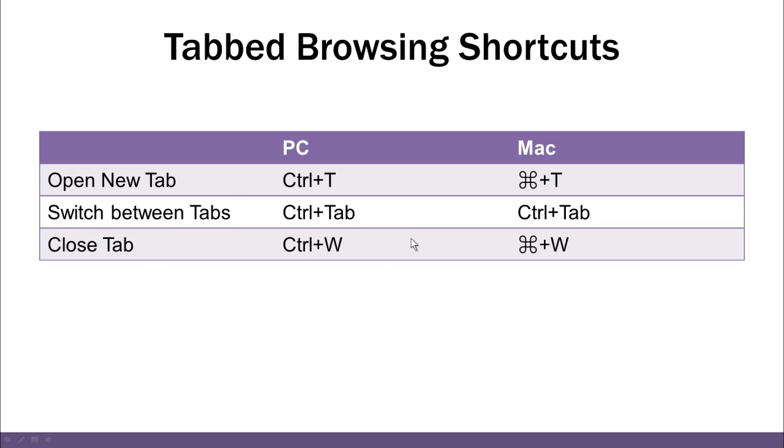So here are some tabbed browsing shortcuts, and I'm going to demo this, so this will all make more sense when I do the live demo. To open a new tab, you do Control T. To switch between tabs, you do Control Tab, or this is a Mac Apple command. Or to close the tabs, you do Control W. So that'll close your tabs.